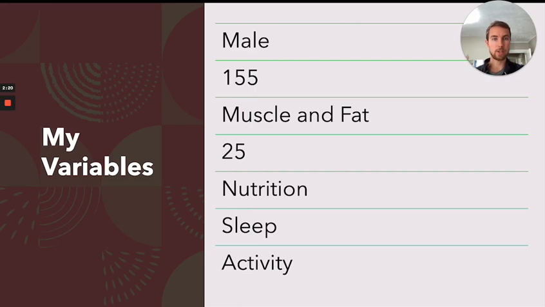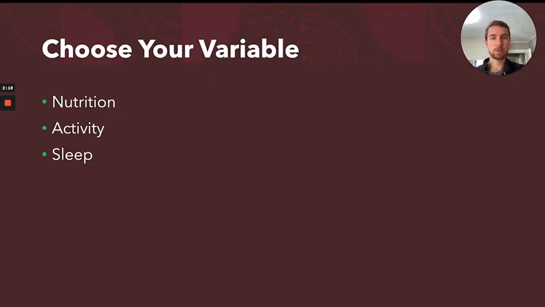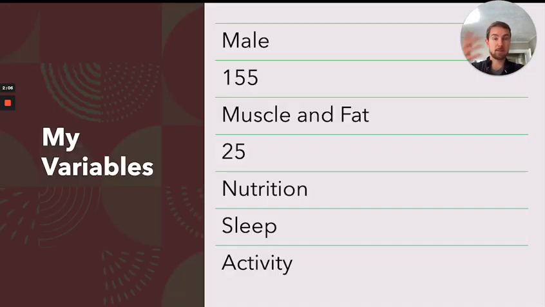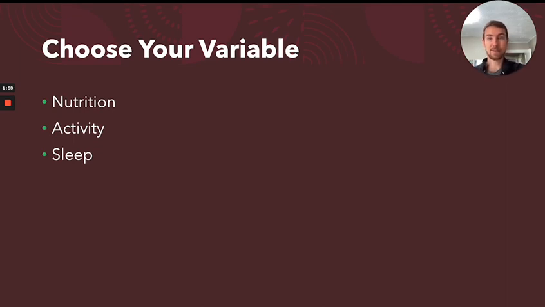So what we need to do is just choose one variable to change. And I think nutrition, activity, and/or sleep are the best 3 to choose. They are the most changeable. Like I said, it's harder to change your gender. Age doesn't really matter. And muscle and fat, well, you have to change one of these to change muscle and fat. So there you go. Nutrition, activity, and/or sleep. If sleep is poor, then I think you should focus on that first, because bad sleep is going to make everything else harder.